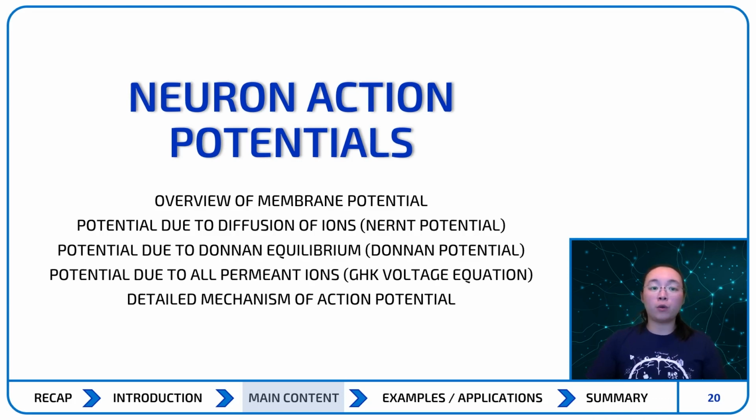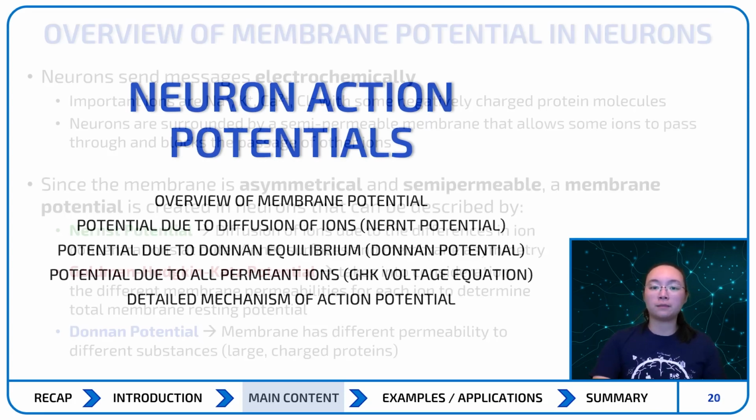We're going to go through an overview of a membrane potential and why it's even there in neurons. Then we're going to take a look at how that potential is created and different ways to look at it. Then we're going to take a look at a detailed mechanism of how an action potential occurs through saltatory conduction.